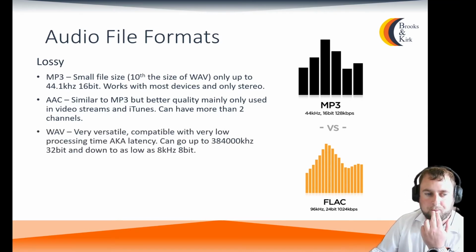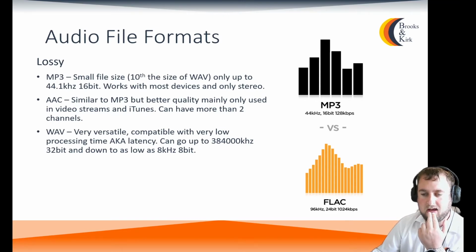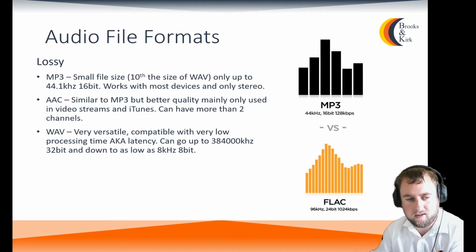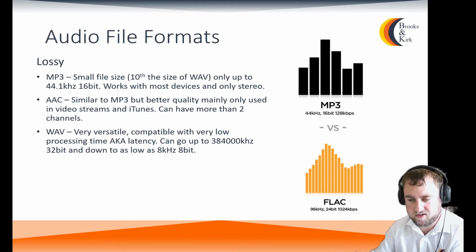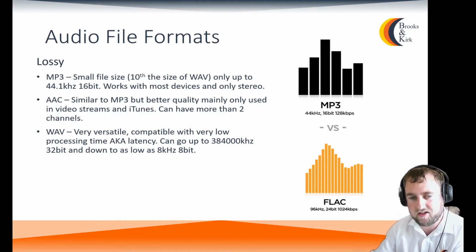WAV, or wave files, are very versatile, not really compressed that much at all, and have very low processing time. It doesn't need any processing applied to it. So that's why the very early CD players were just WAV files, because they could spit those audio files out really quick to sound.